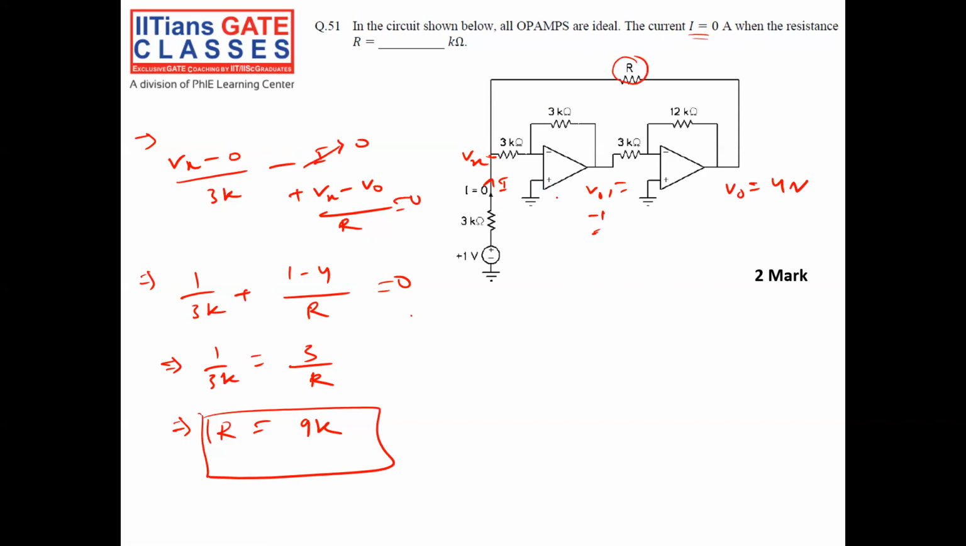Let me tell you briefly. First step is, for I equal to 0, Vx should be 1 volt. When Vx is 1 volt, V01 is minus 1 volt and V0 is 4 volt. Then we apply a nodal equation at the point Vx. In the nodal equation there is an unknown R, which I can easily find out.